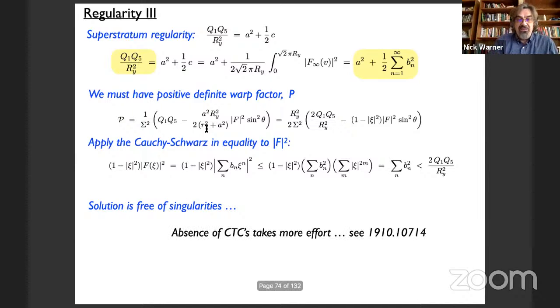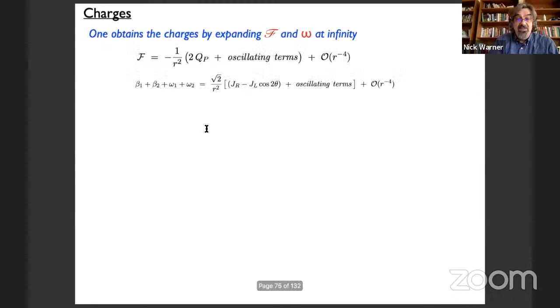Sometimes you have to work hard to get this. And then there's the question of absence of closed time-like curves once you've done this. And that takes a bit more effort because for simple f's, it's easy. But for a generic f, we had to work quite hard to prove this. And I'm not going to discuss it here. It's in the paper that we wrote on this subject. So supertube regularity. The last part of this is to look at the charges.